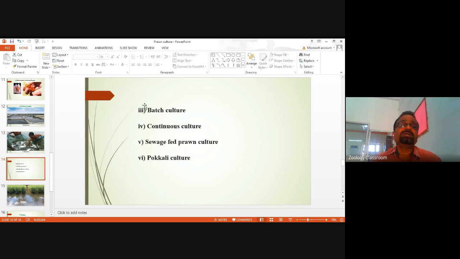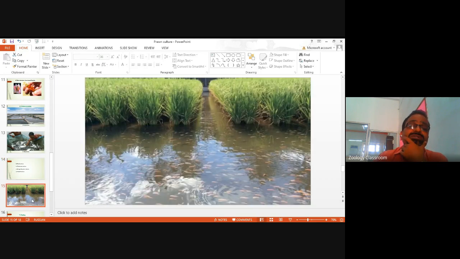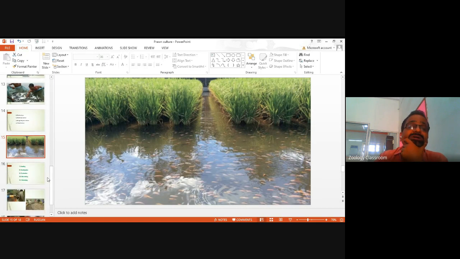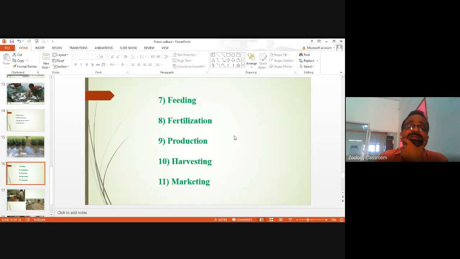Okay, so these are the different culture practices which are performed for the prawn culture. See, this is the picture exhibiting the culture in the paddy fields. Next is the feeding. Now, prawns are fed on living organisms, vegetable matters, dead organic matter, and debris.